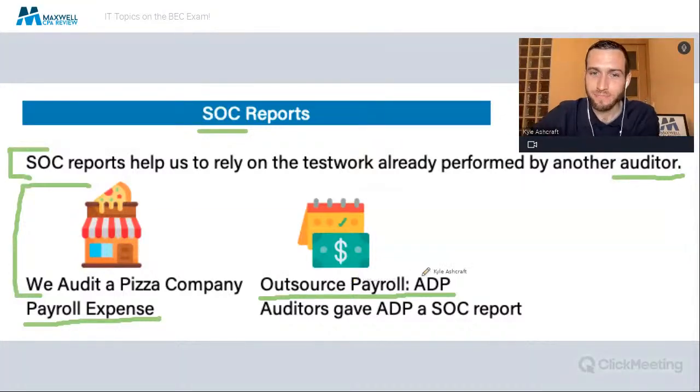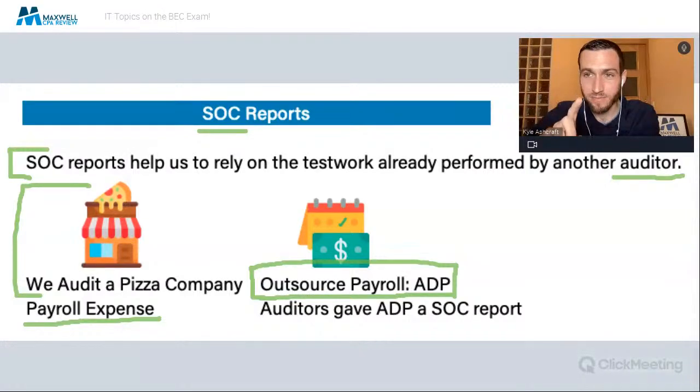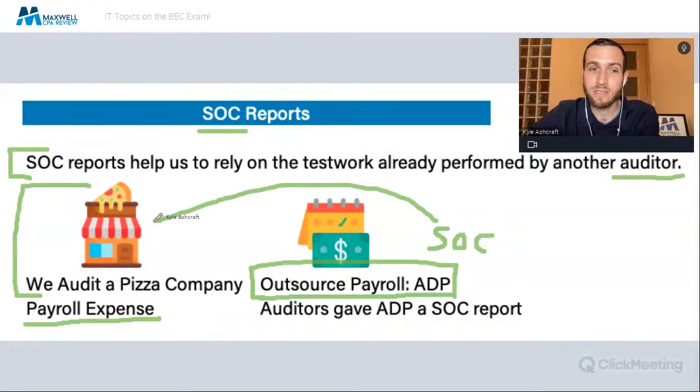So what happens is, since ADP does this service for many companies, they're going to have one audit of their company, and it's going to be about all of their different controls, and it's going to say whether they're working or not. So they're going to get this SOC report. That's what this SOC report is. They're going to get the SOC report, and then they give it to the auditors of this pizza company. That way they can feel comfortable with the payroll expense, because it says that the auditors already looked at this ADP company. So a SOC report is trying to help us to rely on the test work of another auditor.